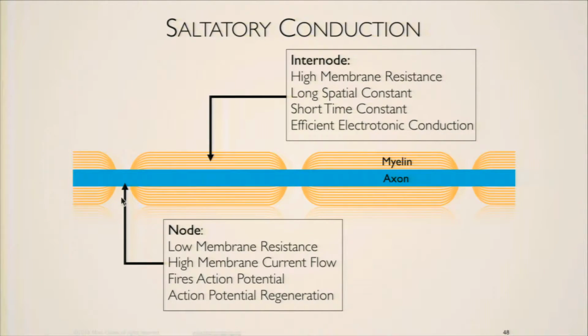So actually, if you were to look at the voltage over here, you get an action potential here, nothing here, an action potential here, nothing here, and so on and so forth. And the myelin speeds that whole process up.